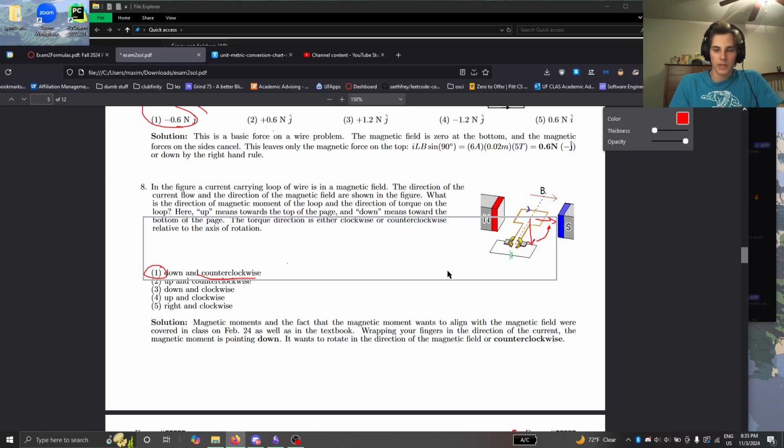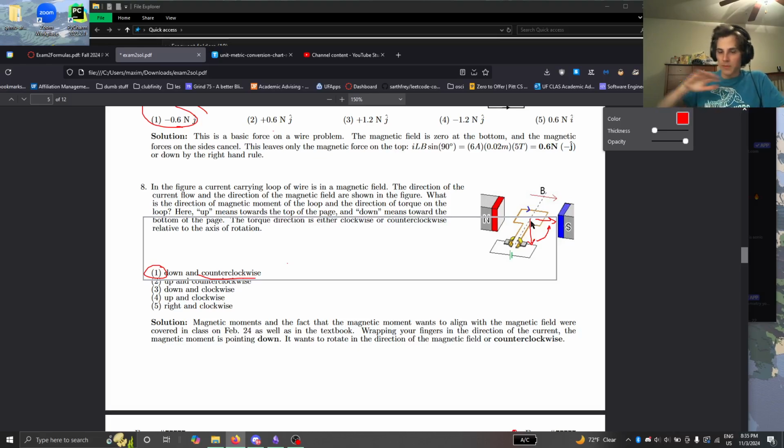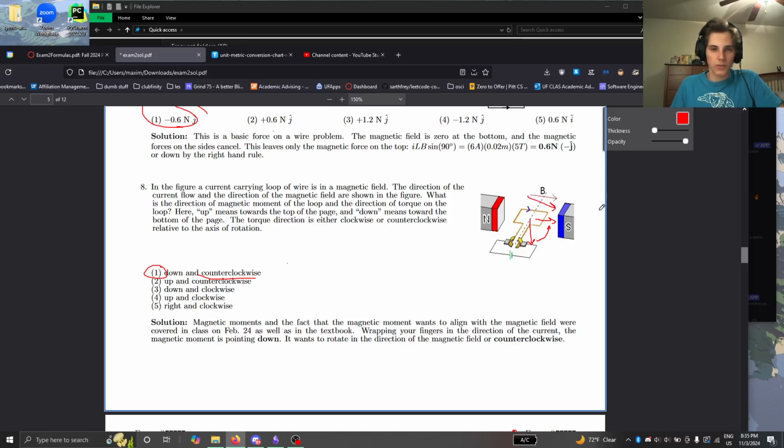Here, the normal vector, or sorry, the magnetic moment, is normal to this loop. I will explain this a little bit more in depth. You curl your fingers around in the direction of the current. The normal vector there is where your thumb's sticking out. That's the magnetic moment. Now the magnetic moment wants to essentially align itself parallel to this B vector. So now it's facing down. The fastest way to get there is for it to turn this way, counterclockwise. So that's what will occur.